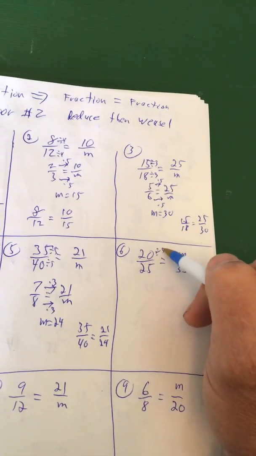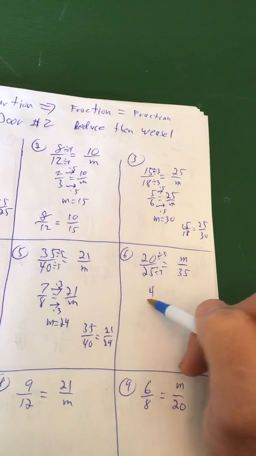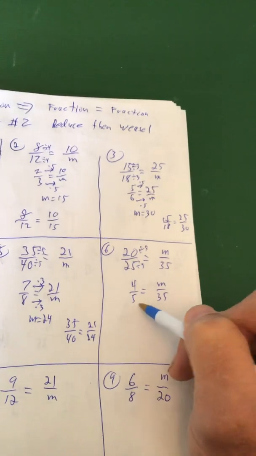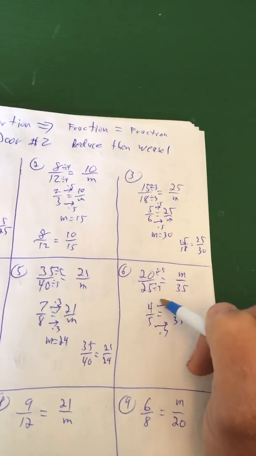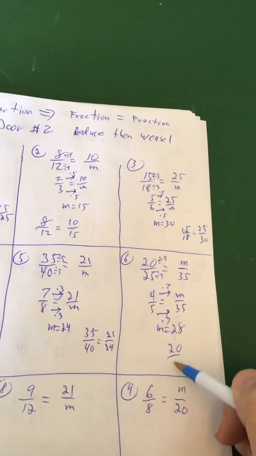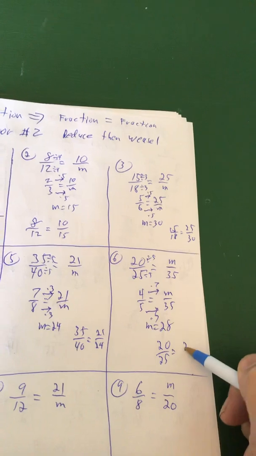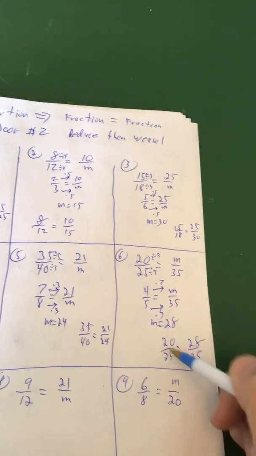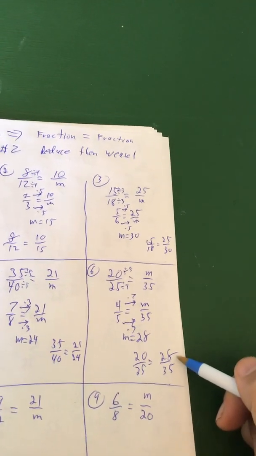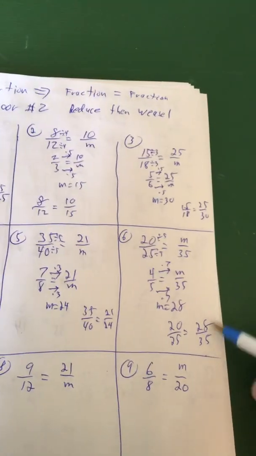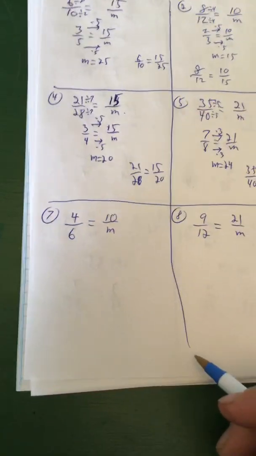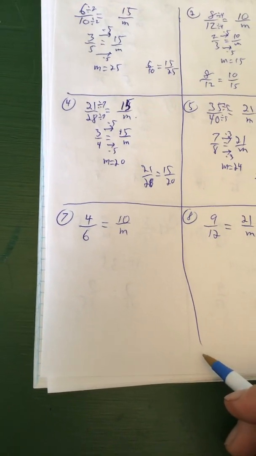I can divide both these by 5. This is 4 over 5 equals m over 35. And now I can see it. Oh, that's just times 7. So times 7. m equals 28. 20 over 25 equals 28 over 35. This reduces to 4/5. Divide by 5, divide by 5. This reduces to 4/5. Divide by 7, divide by 7. I'm right, and I know I'm right. Okay, last 3 here. These are smaller numbers here, all right? Let's nail it. Copy and go.